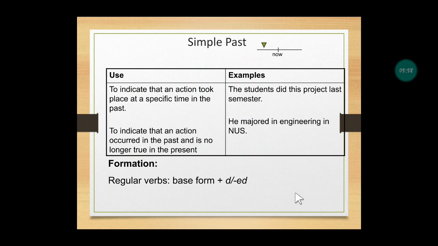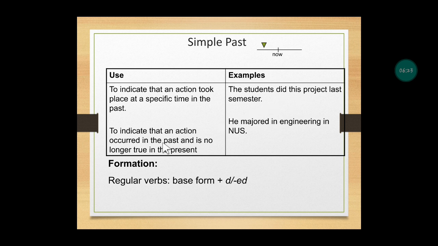Simple past tense. What is a past tense? Something that has happened in the past. When do we use it? To indicate that an action took place at a specific time in the past. The student did his project last semester. So here is a specific time, last semester, and the action was done in the past.